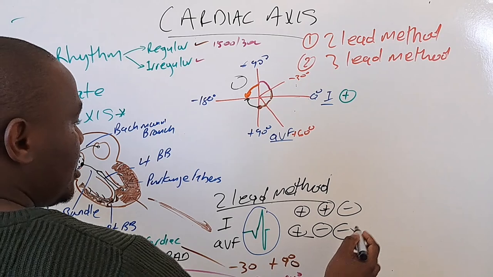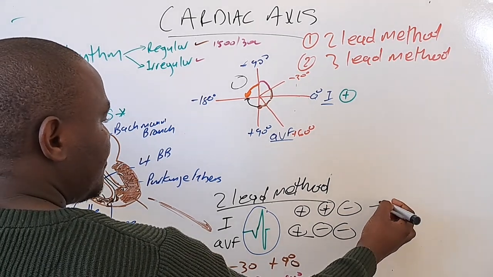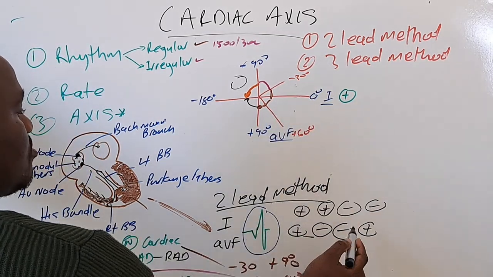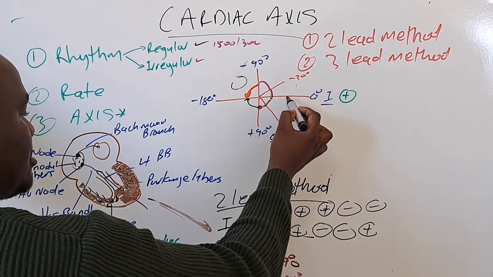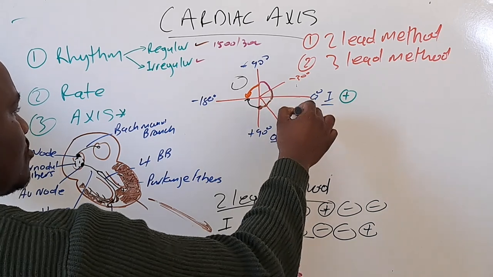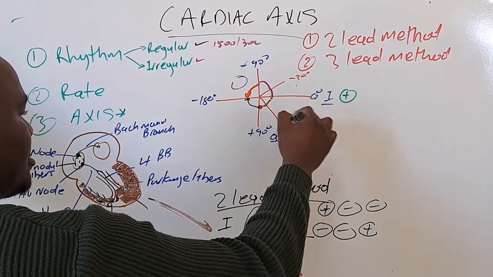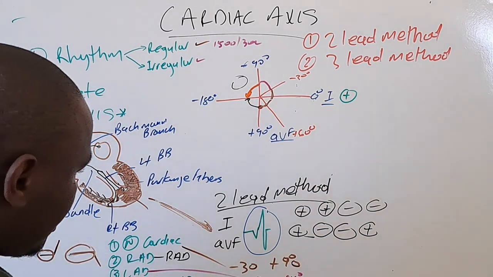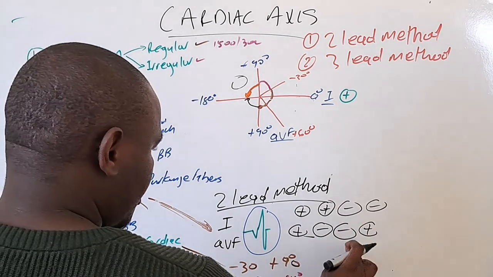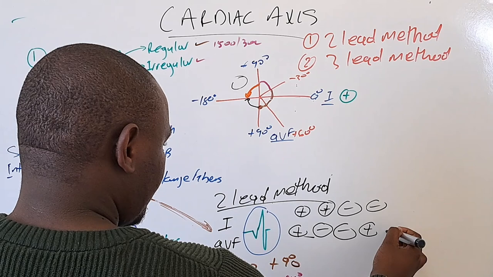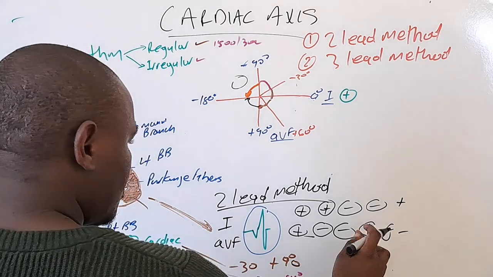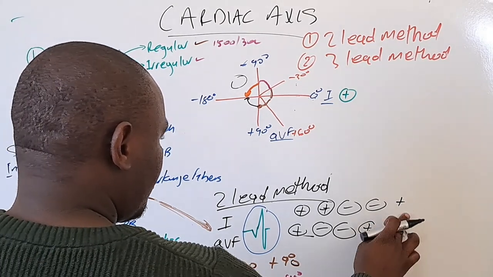Take another example. Say lead one has a negative deflection, but AVF has a positive deflection. I think we've done this, so we are somewhere here. I don't know what other combination I haven't put. Positive, positive, negative, negative, negative and positive, positive and negative. I think we've done all of them.